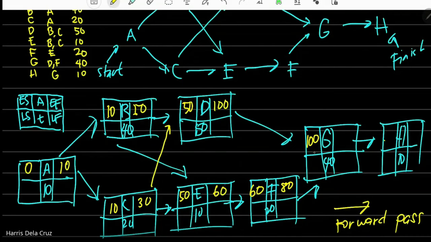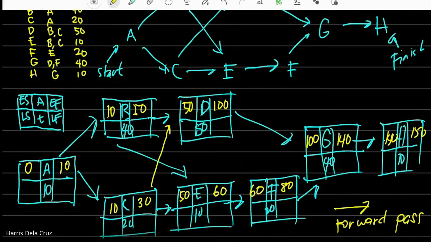Sa G, ang early finish ay si F ng 80, si D ng 100. Sino mas matagal? Si D. So, si D yung makikarry over. Lagi yung greater early finish. Yung bigger value. Okay. After ng G, matatapos siya ng 40. So, si G matatapos ng 140. So, 140 pa makakapag-start si H. So, after 10, 150. So, after 150 minutes, tapos yung project. Okay? After 150 minutes, tapos yung project.